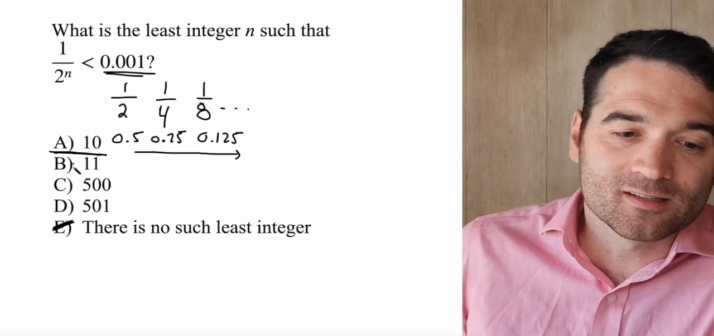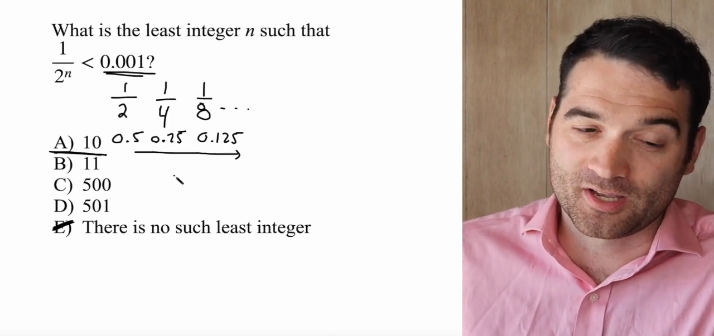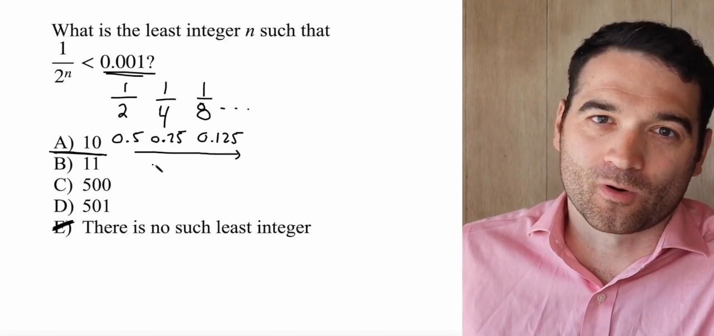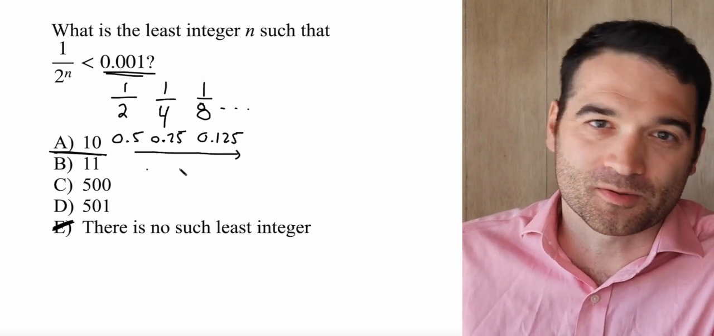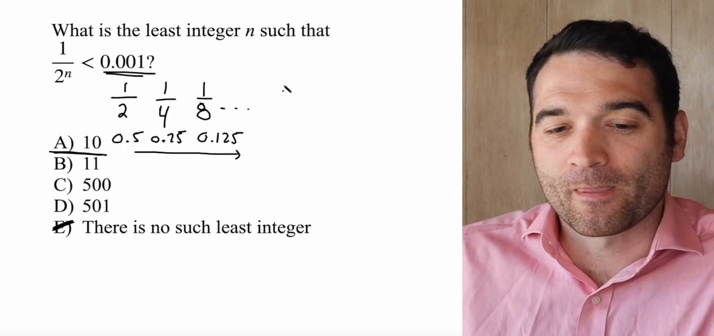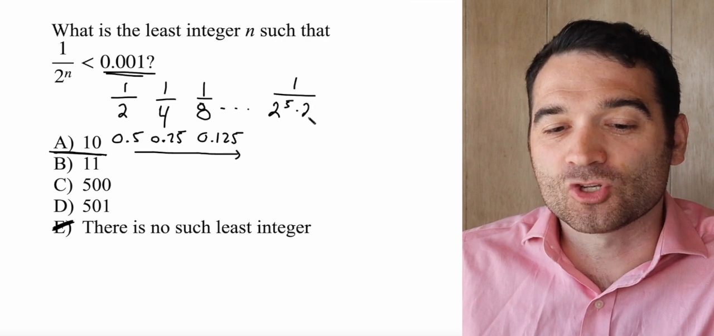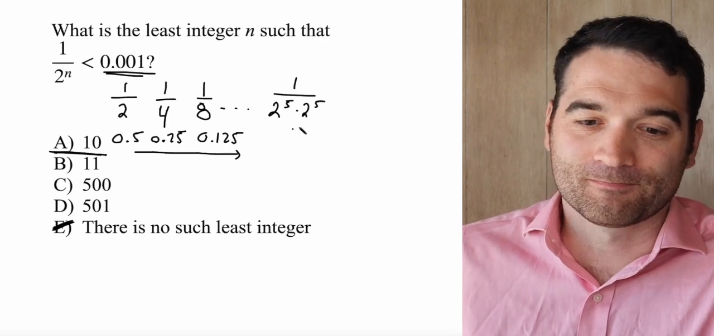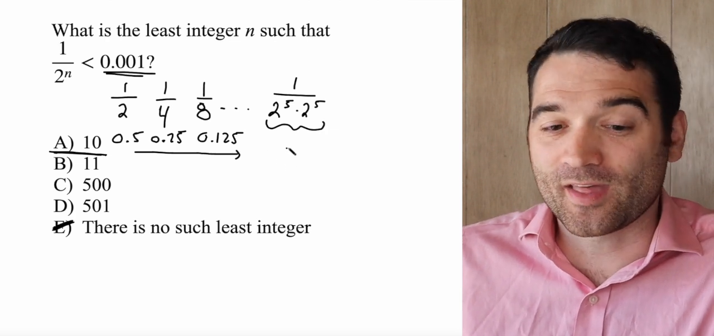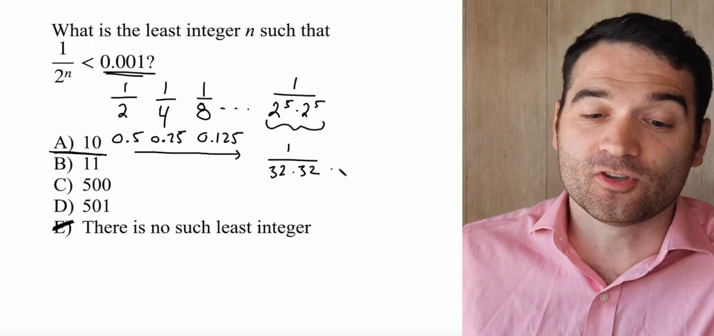Now, one little hiccup is that the GRE calculator only gives you room for 8 digits. So we can't type in 2 to the power of 10, or we can't type in 2 times 2 times 2 times 2 times 2, right? What we're going to have to do is basically do 1 over 2 to the 5 times 2 to the 5, right? Because 2 to the 5 times 2 to the 5 is 2 to the 10. And so that's 1 over 32 times 32.